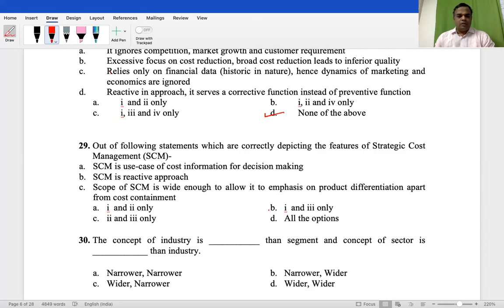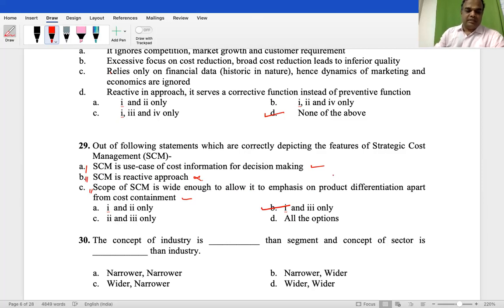Is one correct or not? Reactive approach or proactive approach? SCM has a proactive approach. Therefore, statement two is not correct. First one is correct: cost information for decision making. Third one, wide enough to allow emphasis on product differentiation apart from cost control, is correct. Nothing but 1 and 3 are correct. Option B is correct.